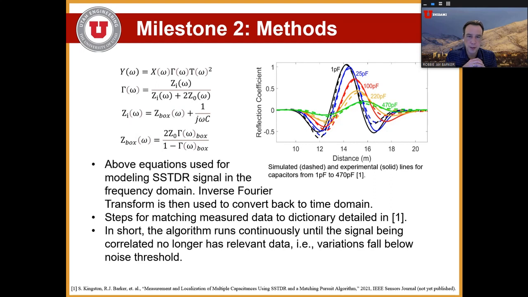To do this, first it's important to talk about how we develop the dictionary to which we're matching these responses. It's easier to handle these kinds of electromagnetic signals in the frequency domain, and that's what we're seeing here with these equations. These are the incident signal, the reflected signal, the impedance of the line, and the total impedance, and the impedance of the box, all in the frequency domain. We're able to use the equation at the top to effectively simulate the SSTDR signal and response as it interacts with a capacitive load or impedance discontinuity on the line. Then we would do the inverse Fourier transform to bring that back into the time domain.